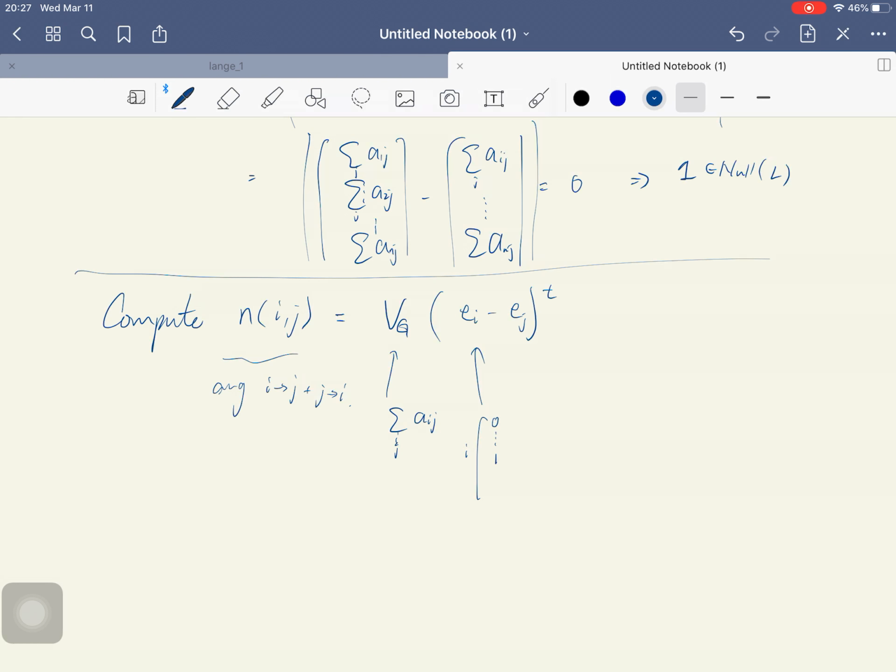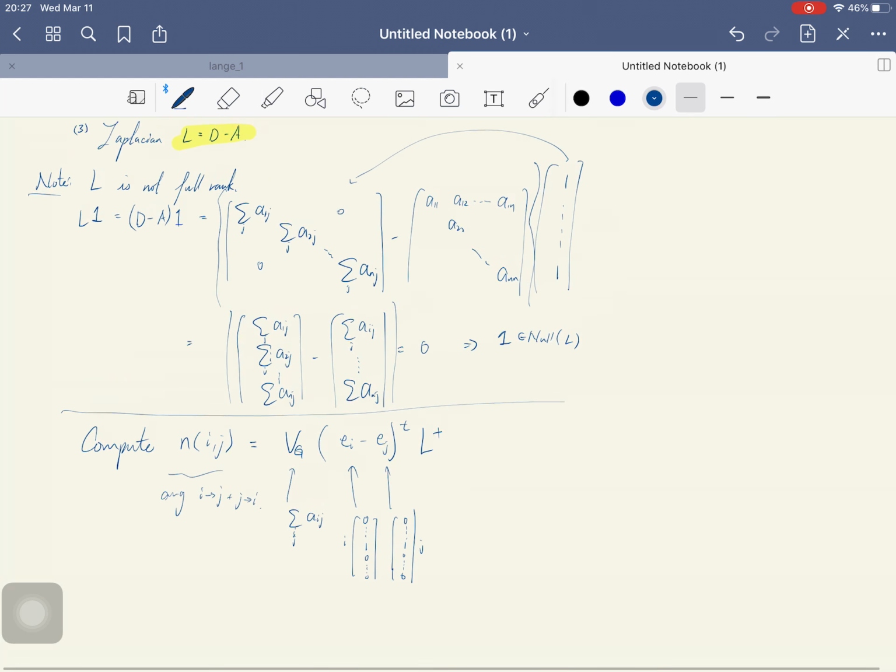where e_i is just a vector of zeros except that position i is equal to 1, and then it's just 0. So these are just basis vectors. 0, 1, this is our position j, and then 0, 0, 0, 0. This is equal to this times the Moore-Penrose pseudo inverse of the Laplacian.